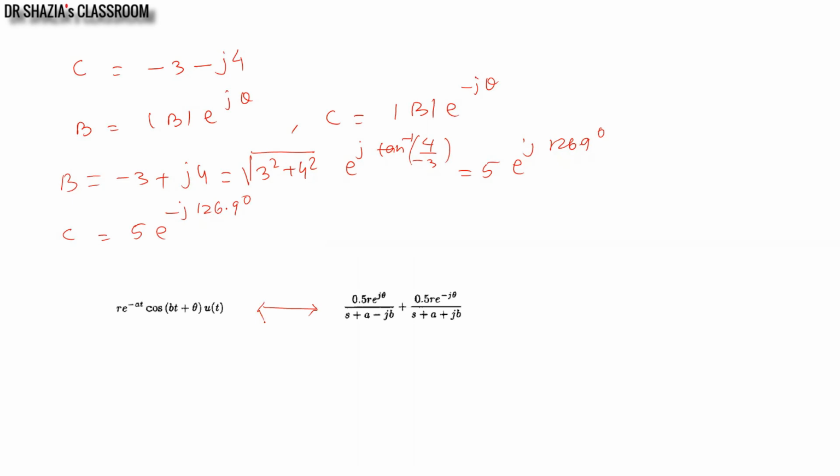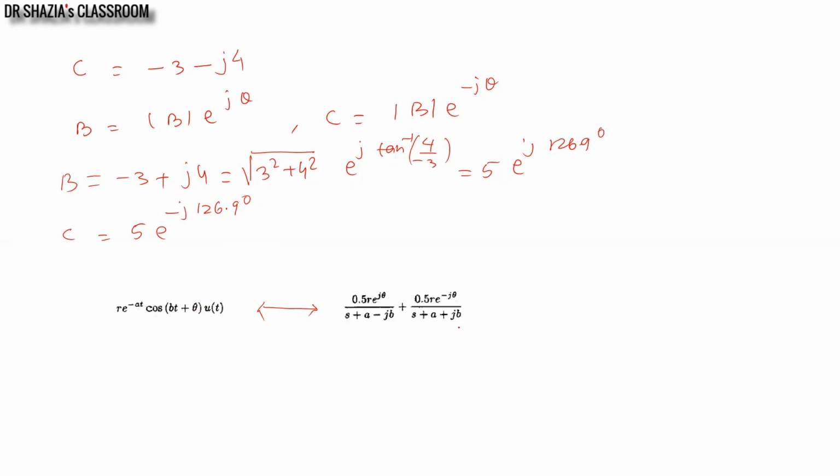If I keep them in polar form, then I can apply this particular Laplace transform pair, as per which r e to the power minus of at cos bt plus theta u(t) has a Laplace transform half r e to the power j theta by s plus a minus of jb plus half r e to the power minus of j theta by s plus a plus jb.